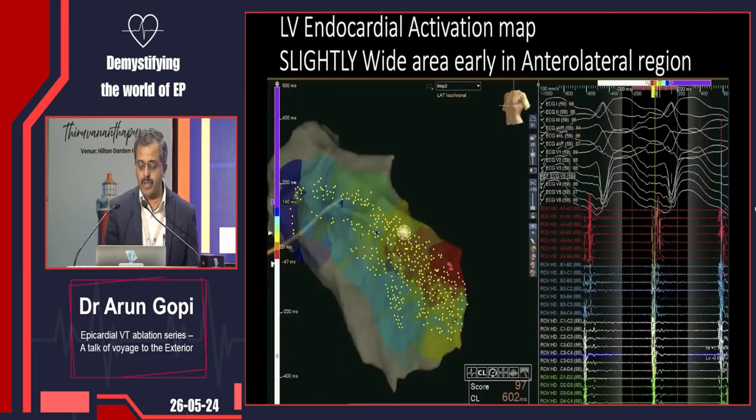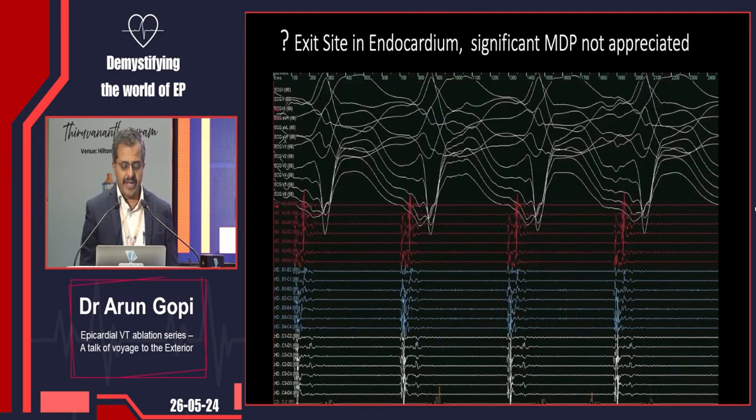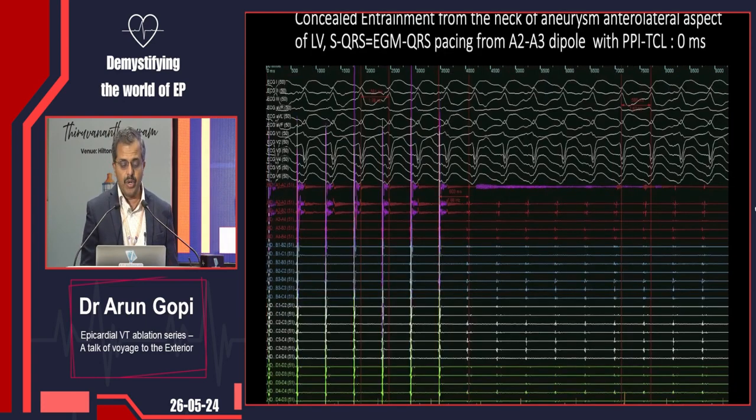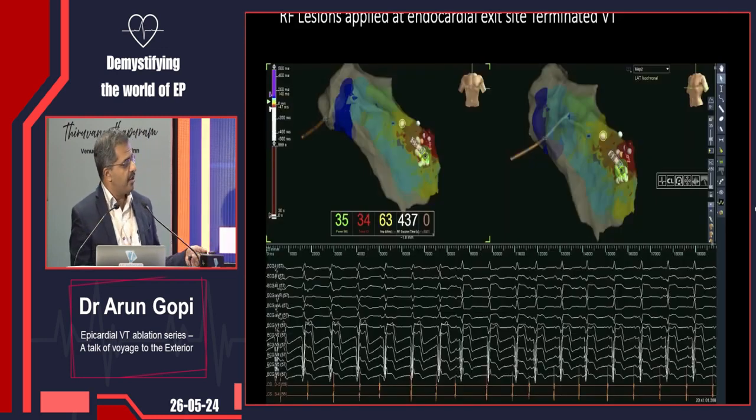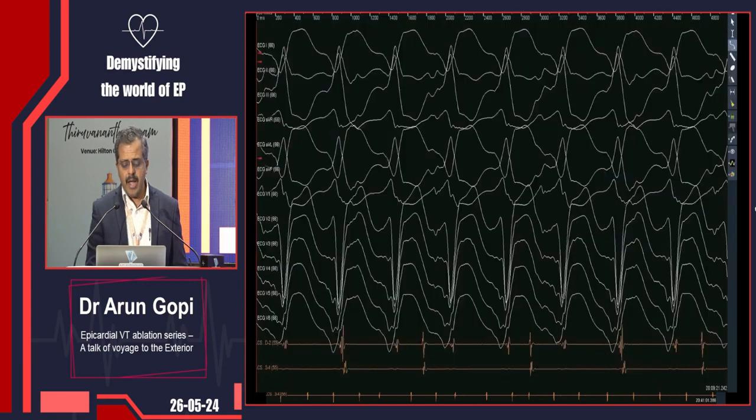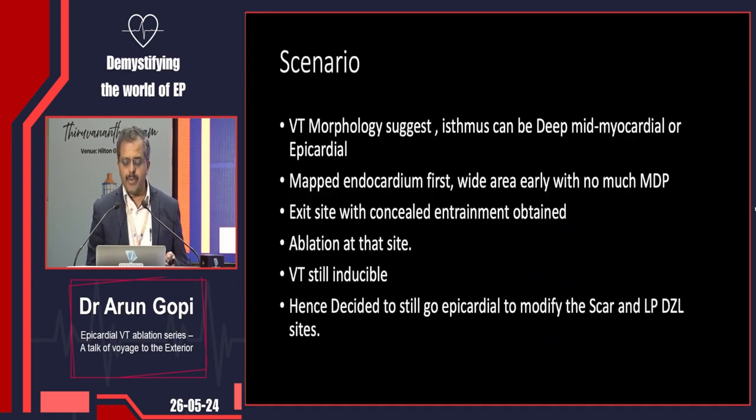We actually map the endocardium first. We find an early area in the anterolateral area, but in the early area, you find that there is no activity in the diastole. You're finding an early activity, but nothing in the diastole. We do entrainment mapping. There's concealed entrainment with the stim to QRS being almost equivalent to EGM to QRS, and the PPI minus TCL is 0. So this probably was the exit site. We went ahead and ablated the exit site. You can see that the VT terminates at the end of ablation, but then it was still reinducible. So we were thinking the isthmus is probably mid-myocardial or epicardial.